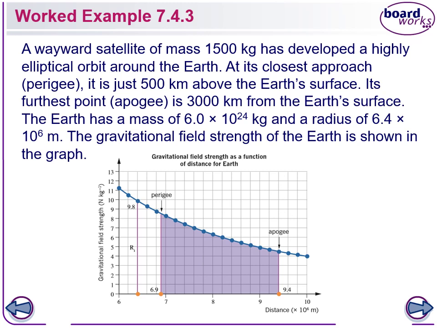So, part A, I'm going to leave the graph there for a minute. Calculate the change in potential energy of the satellite as it moves from the closest to the furthest point from the Earth. Okay, so it's labelled on our graph here, the perigee and the apogee. We need the area under that graph, and that gives us the work done per kilogram. So, we're going to have to count a lot of squares here.